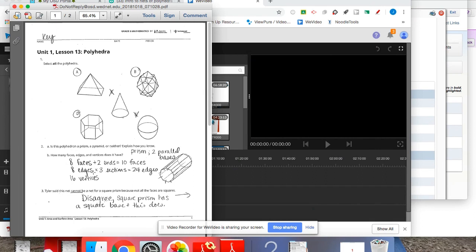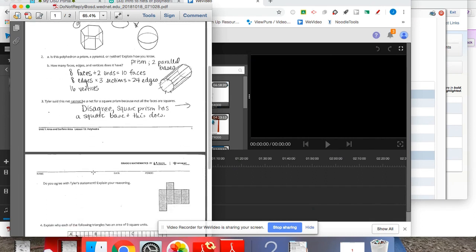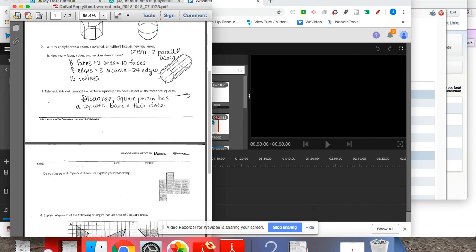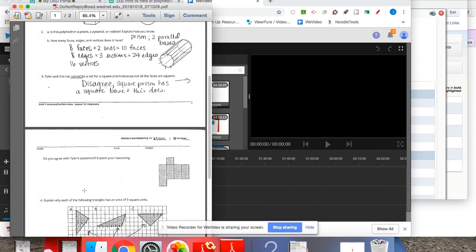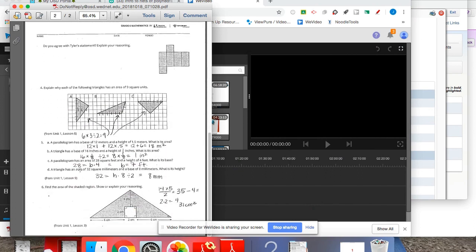Is every problem attempted? As you can see on the back, this was a bad copying job by me because I should have put these together. But you can see my explanation for number 3 is up there, not with the shape. And again, you can tell this is a review because it says this is from lesson 8 and this is from lesson 3.